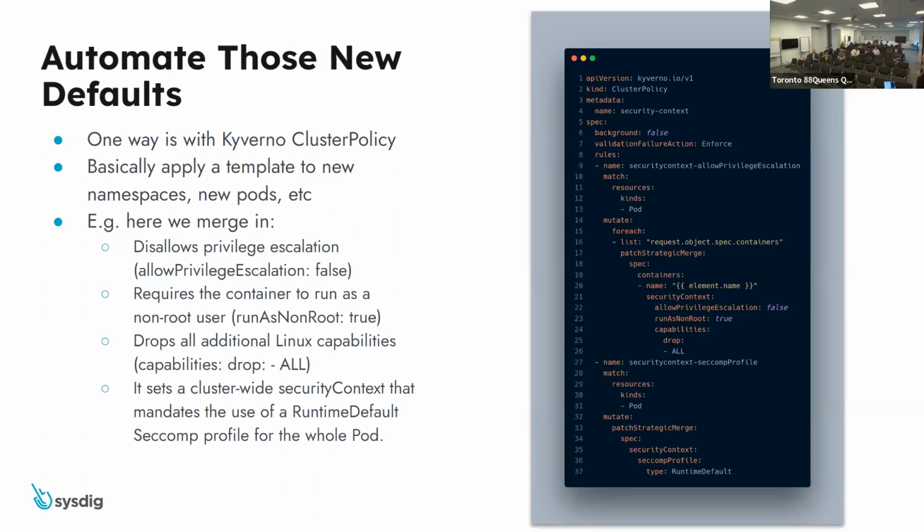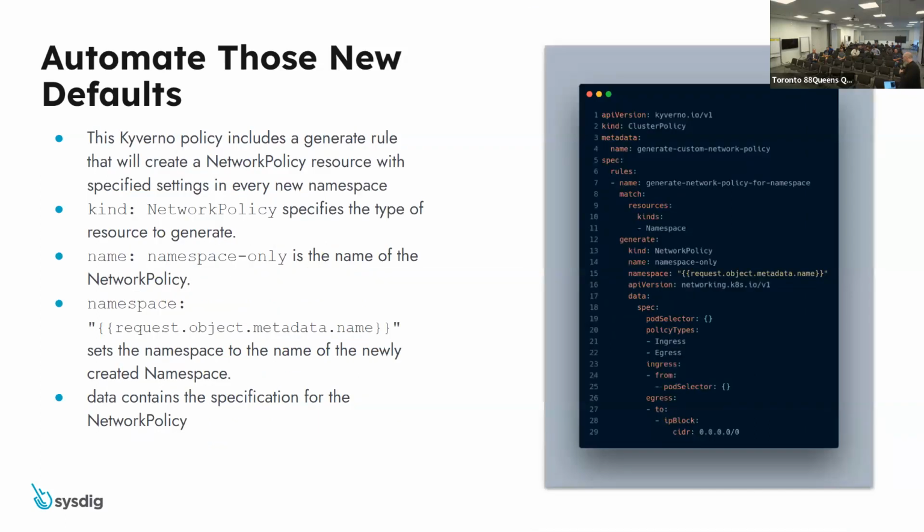One way to do that is to use a Kyverno cluster policy. Again, you can't read this, but what we've got here is a cluster policy, and when you create a pod, it's going to require that these values are enforced, right? All those things that I was talking about before about privilege escalation and all that kind of stuff. We're going to require that those are there. And we'll use the same kind of technology.